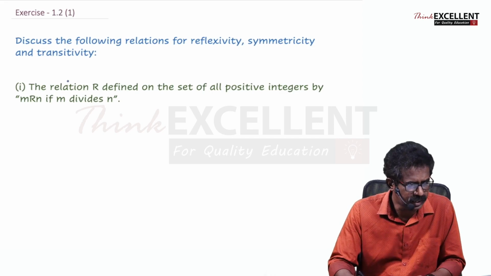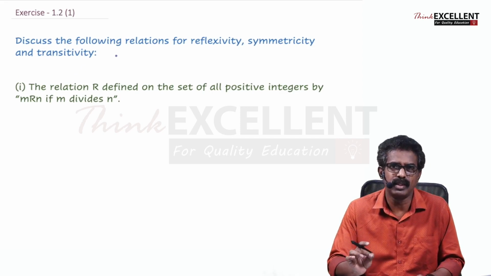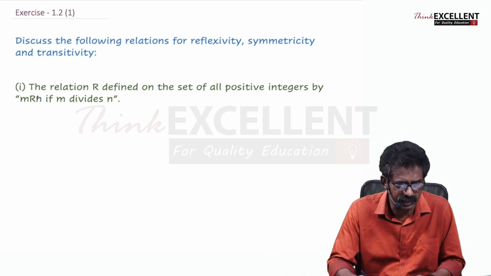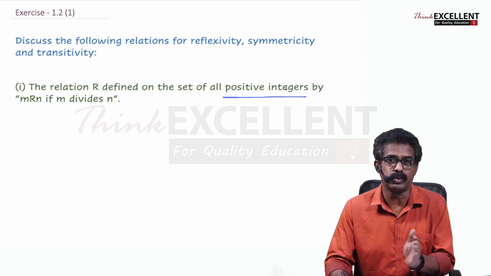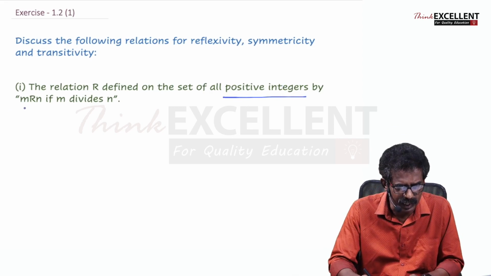See the first question. Discuss the following relations for reflexivity, symmetricity, and transitivity. The only thing you must be thorough with is what is reflexive, what is symmetric, what is transitive. Listen. What is the first they said? The relations are defined on a set of positive integers. Positive integers, so 1, 2, 3 onwards. Okay, that is the set of natural numbers. And what is the relation here? m is related to n if m divides n.